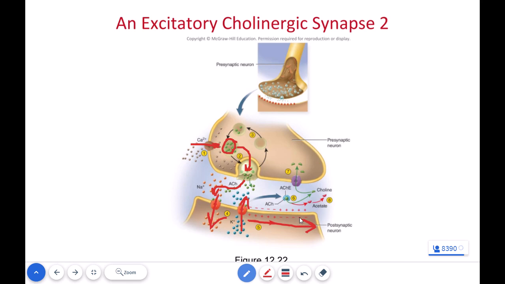As long as we have acetylcholine in the gap, we're going to be triggering new action potentials because we're going to allow for the flux of sodium and potassium ions, or the movement of sodium and potassium ions across the membrane.